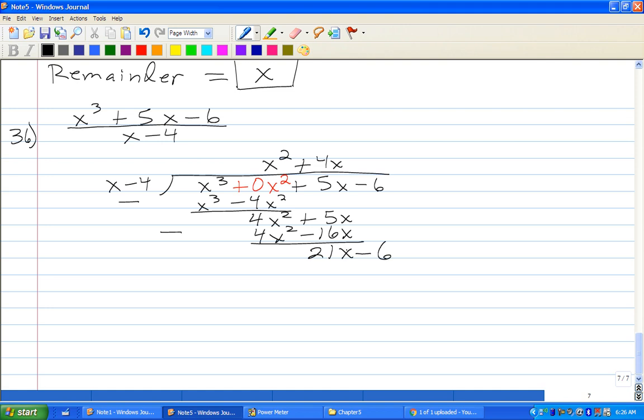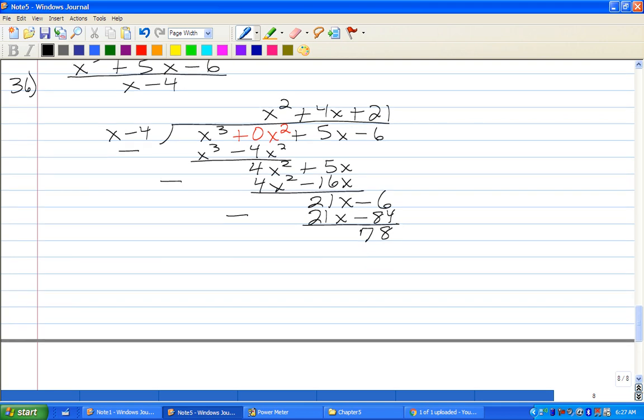21x divided by x is 21. And so 21 times x is 21x. 21 times negative 4 is a negative 84. And again, let me subtract. And so the 21x's cancel. Negative 6 minus a negative 84 is the same as 84 minus 6, 78.